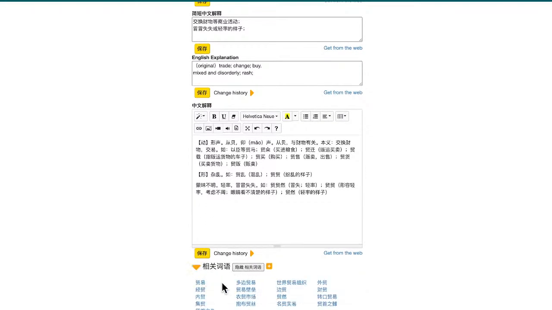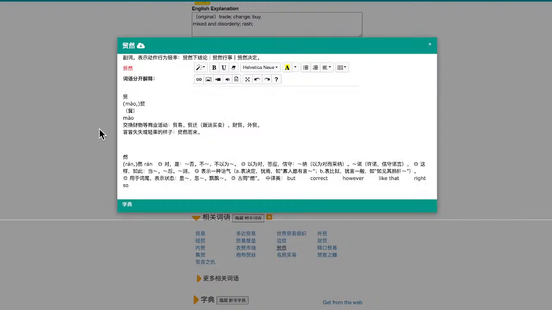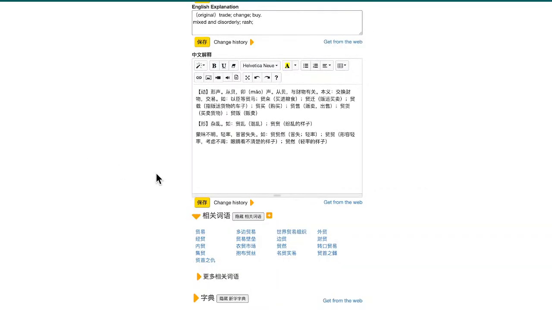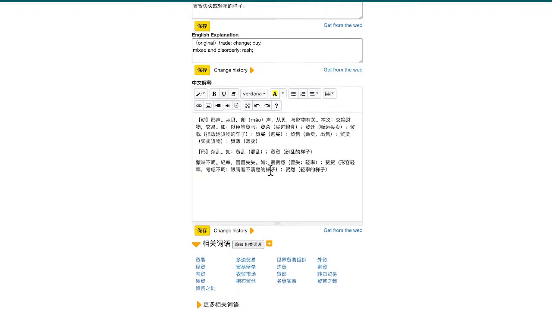The related words, like 贸然, 贸然 means rash, means disorderly, hurry. And all the other common words are related to trade or buying and selling. Okay, call it 贸. All right.